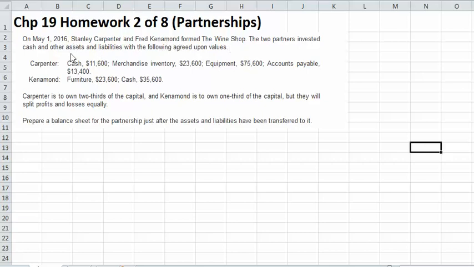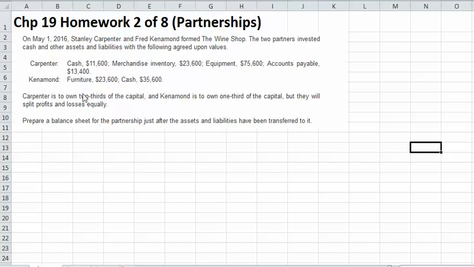Two partners invested cash and other assets and liabilities with the following agreed upon values. So when two partners contribute cash and non-cash assets, they actually have to agree to these figures. So we have Carpenter: cash 11.6, inventory 23.6, equipment 75.6, accounts payable 13.4, and Kennemond: furniture 23.6, and cash 35.6.